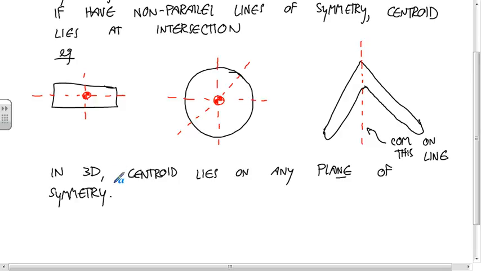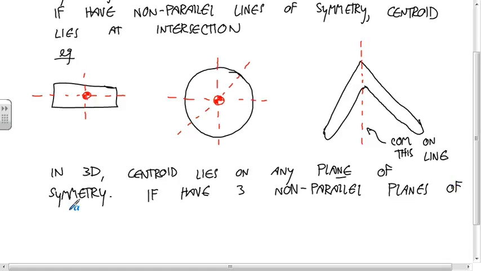So if you have three non-parallel planes of symmetry, then the centroid lies at the intersection.